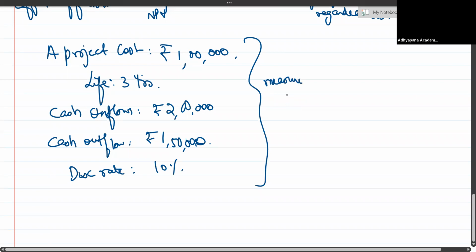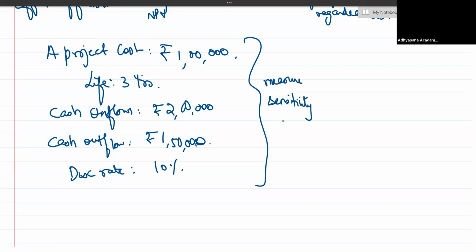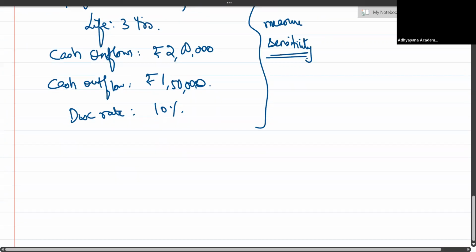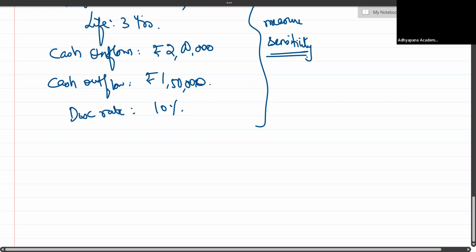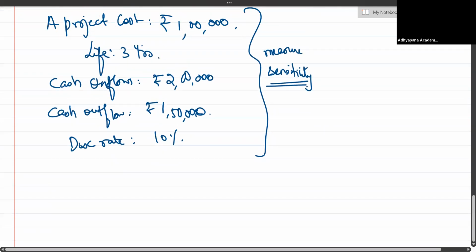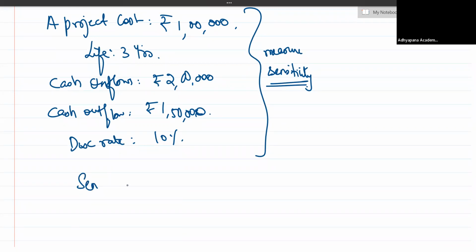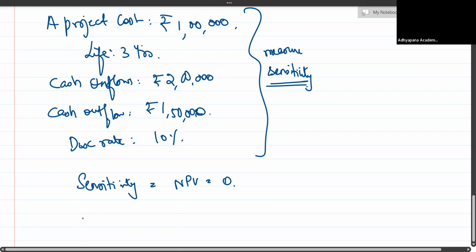If the question says measure sensitivity, here they have not told how much is the percentage of adverse effect. They have not told how much each factor is going to be affected by. Hence, I find a sensitivity for NPV equal to 0. Sensitivity is measured for a condition that NPV equal to 0. Now, what am I going to do? I am going to find the present NPV. Only then I will know the fall in NPV.